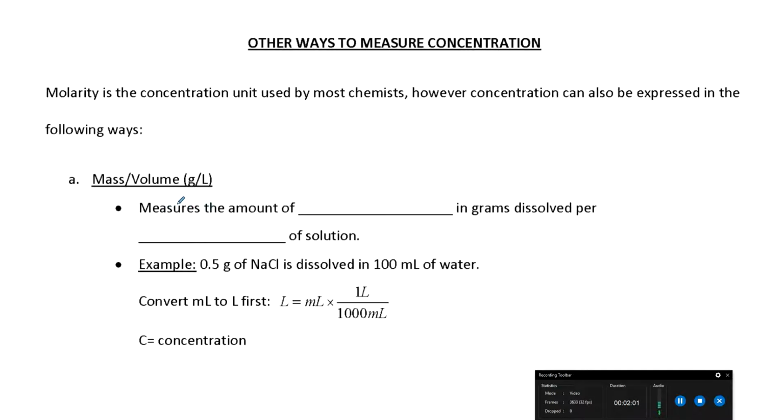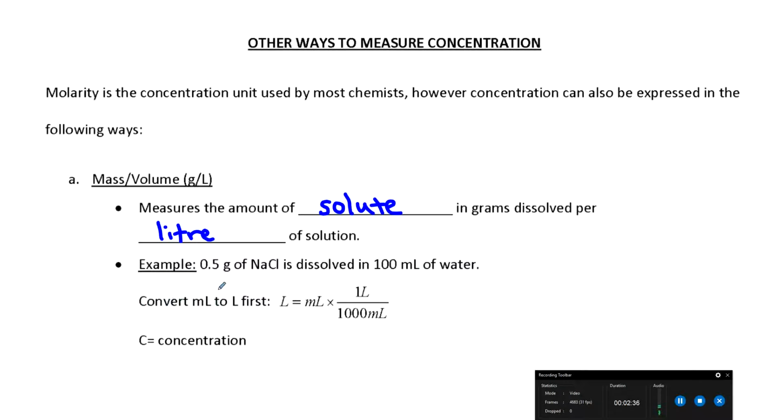So this says that it measures the amount of solute in grams dissolved per liter of solution. Okay, so how many grams of the solute, so let's say it's sodium chloride, would you dissolve in every liter of solution? So for example, 0.5 grams of sodium chloride is dissolved in 100 milliliters of water.